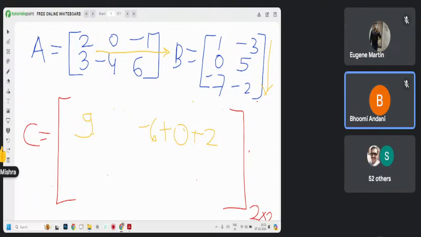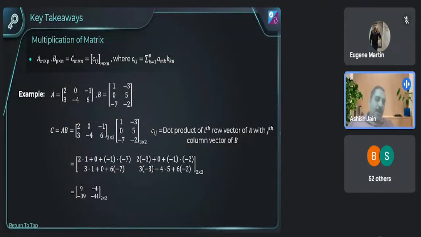Yes, sir. So again, हम अपने example पे आते हैं जो यहाँ solve लिखा हुआ है. So I obtained the value of C11 by multiplying first row elements of A by first column elements of B. So 2 into 1 plus 0 into 0 plus 1 into minus 7.